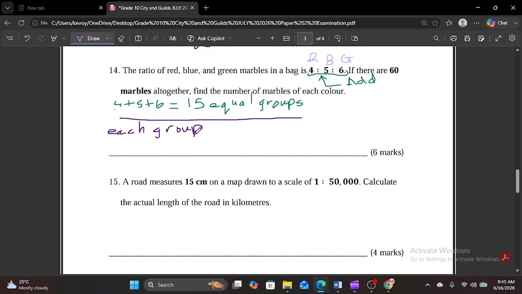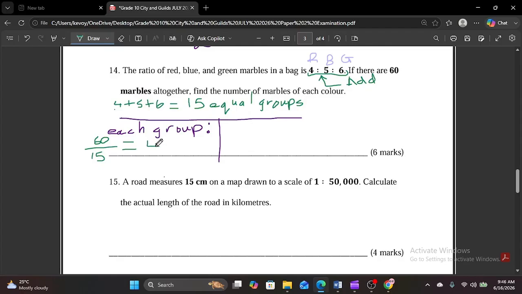So each group is going to have, you're going to divide your 60 by the total groups. Since you're going to have 15 equal groups, each group is going to have 60 divided by 15. So that's going to help us find our total group. So we're going to divide 60 by 15. If we divide 60 by 15, that should be equal to 4.